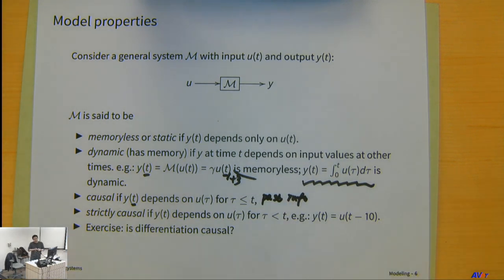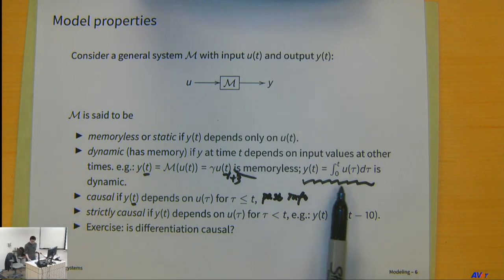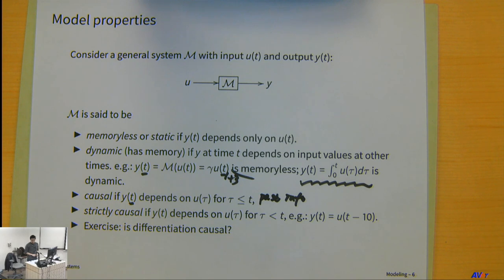This is super important. Most of the systems that we deal with are causal systems. Acausal systems are very difficult, right? If I could know the stock price tomorrow, then I would be rich. Hopefully I could be rich, but that doesn't happen, right? Because that's acausal. What I want to do now depends on what happens tomorrow. Causal systems are what we deal with most of the time in this class. All right? So as an exercise, I want to ask you guys, is differentiation causal? We talked about integration. Is differentiation causal?